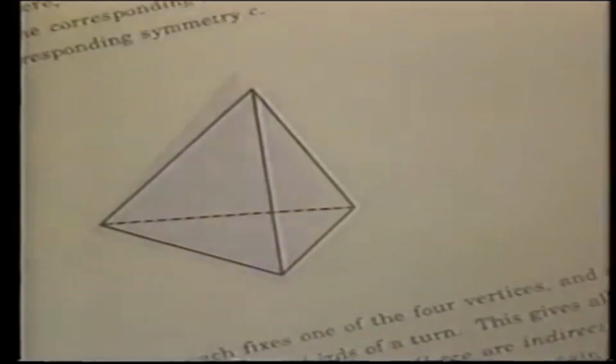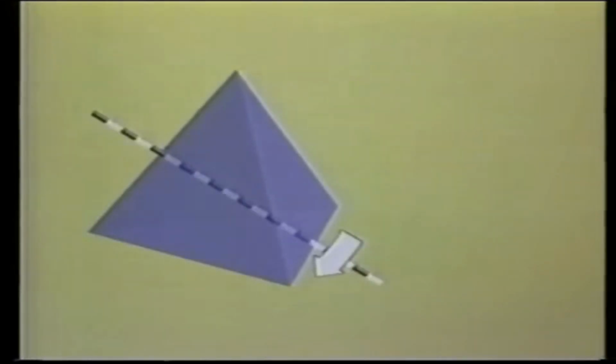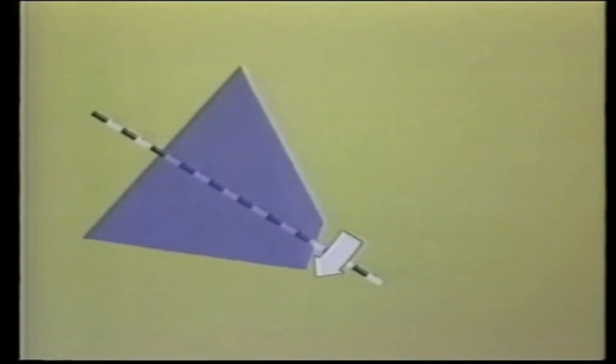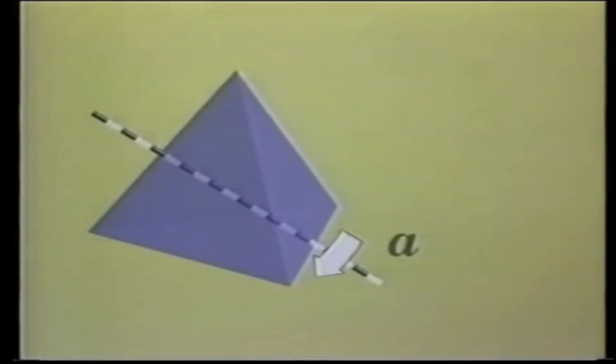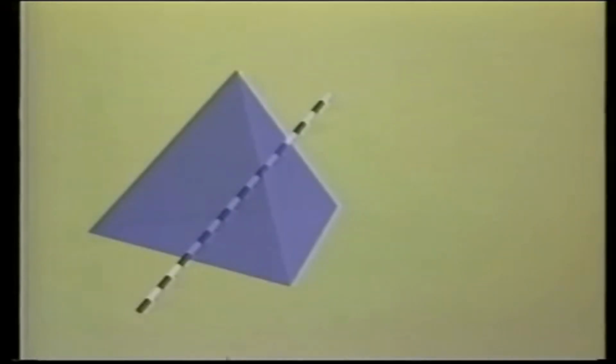Well, they're the symmetries of a tetrahedron, which you saw in an earlier program. First, there's the identity, E. Then there are 3 rotations about axes through midpoints of opposite sides. There's one axis here. I'll call this symmetry A. One axis here, I'll call this symmetry B. And another axis here. I'll call this symmetry C.